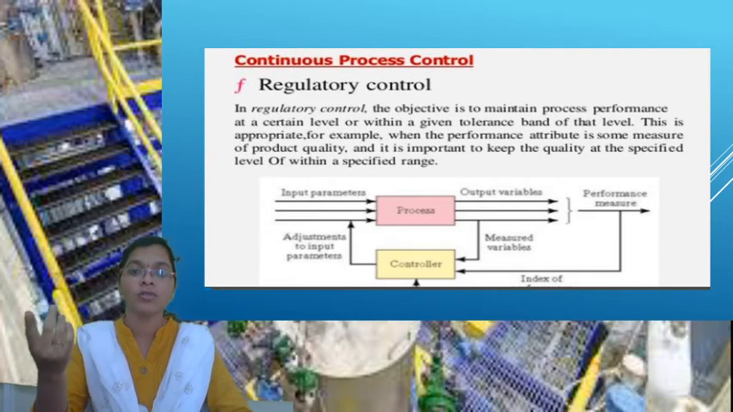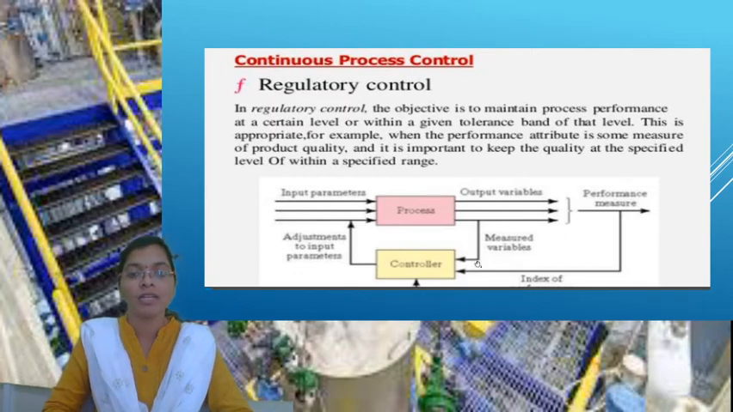So if the speed is too high, I'm going to adjust it by using the regulator, right? So I'm going to measure the output value and take the controlling action by adjusting the regulator. Adjusting the regulator is nothing but we are going to adjust the input parameters. So this automatically does the regulatory operation. So this is also called regulatory control.